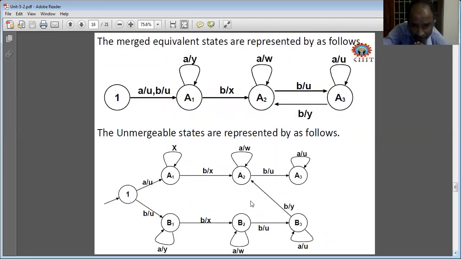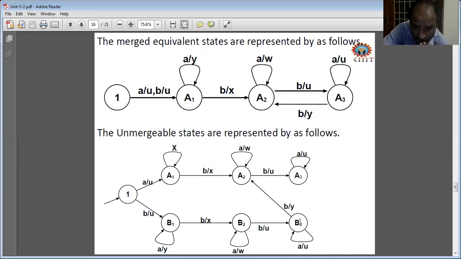But in this case, if you take a center line, from the center line to here there is an arrow, but from the center line to this side there is no arrow. So both are not the same. Therefore it is called unmergeable states.